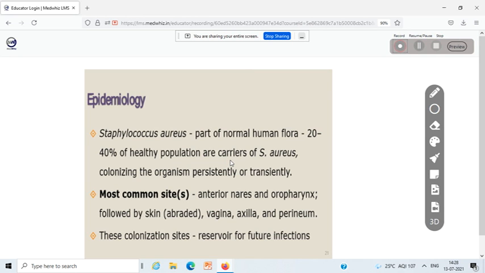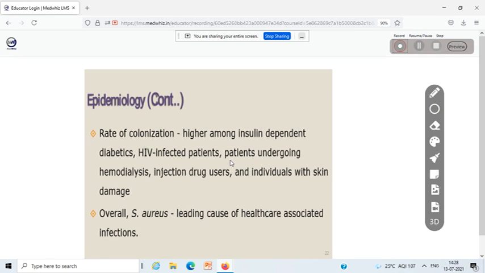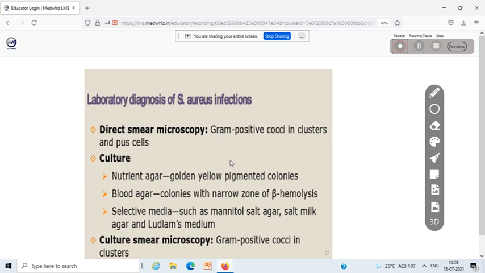Epidemiology: it is part of the normal human flora. About 20 to 40% of the healthy population are carriers of Staphylococcus aureus. Most common sites are the anterior nares and oropharynx, followed by skin, vagina, axilla, and perineum. These colonization sites are the reservoir for future infections. The rate of colonization is higher among insulin dependent diabetics, HIV infected patients, those undergoing hemodialysis, injection drug users, and individuals with skin damage. Overall, Staphylococcus aureus is a leading cause of healthcare associated infections.